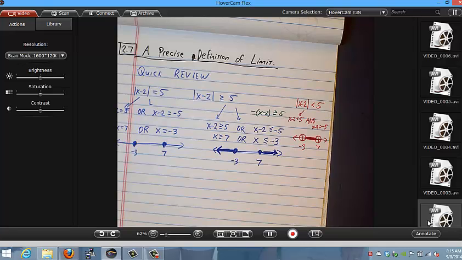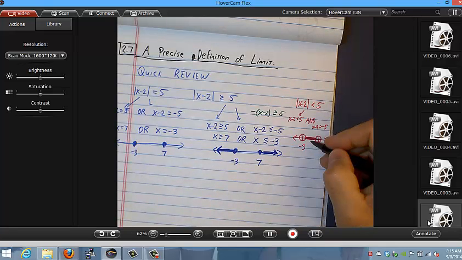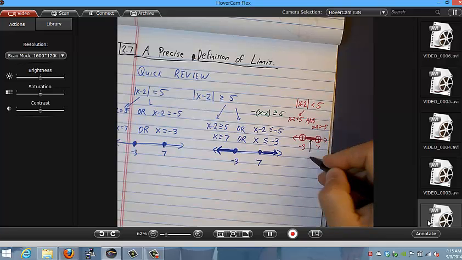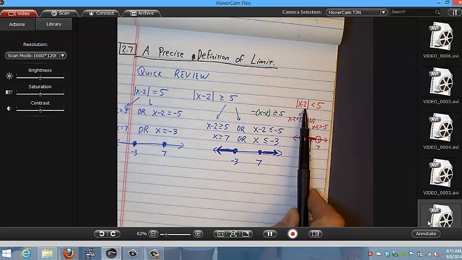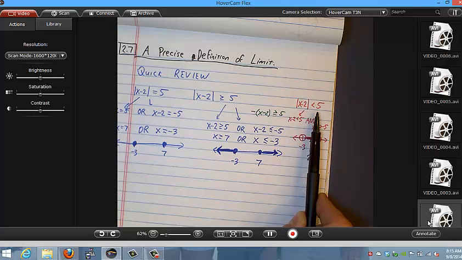So what's my balancing point? My balancing point right here is 2. And how far is it from either endpoint? Wait a minute. What'd you guys say the balancing point was? The balancing point is, and how far is it from either endpoint? Dun, dun, dun.